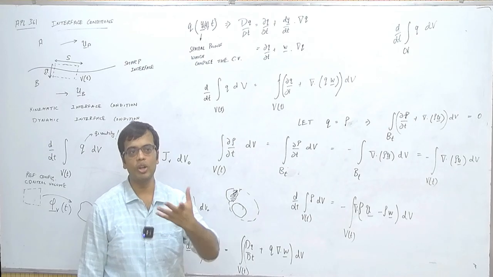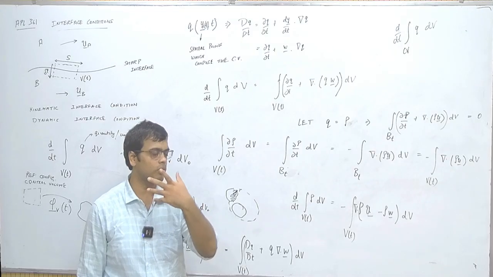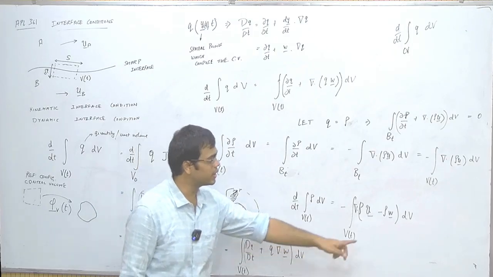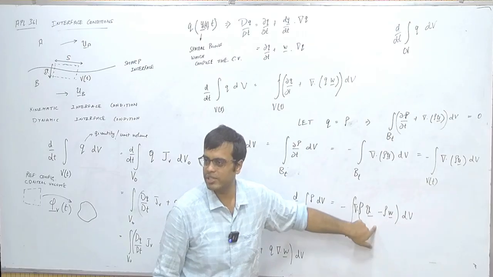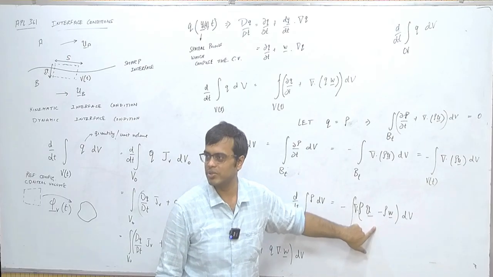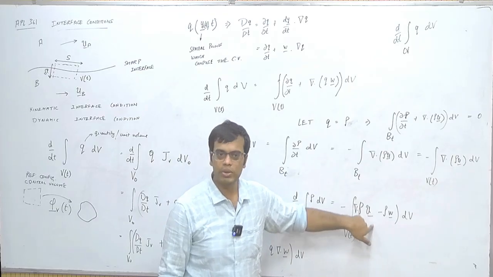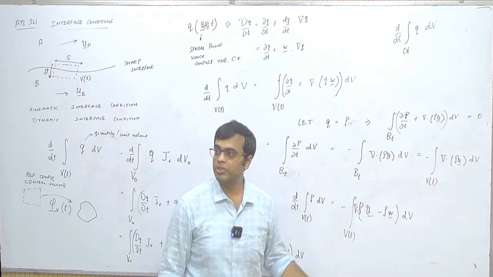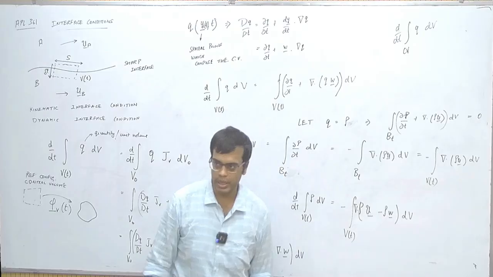If your control volume points are following material particles, then the velocity of those points is equal to the velocity of the material particles, which is U. So W equals U and this quantity is 0. But if W is not equal to U, then this is what you get.